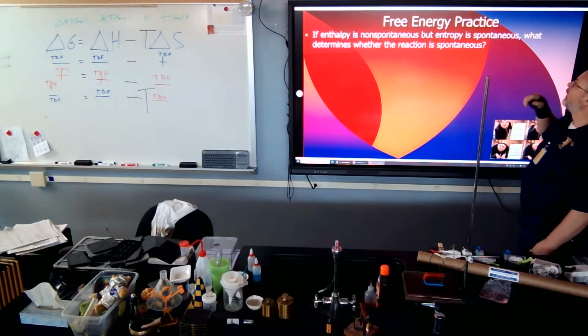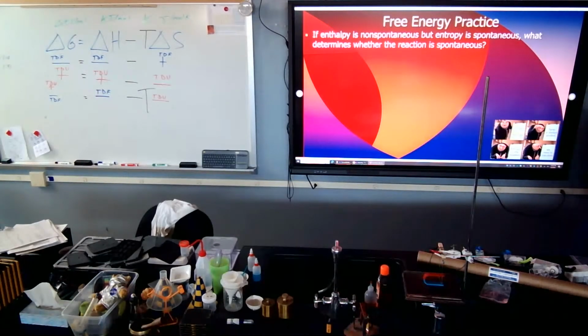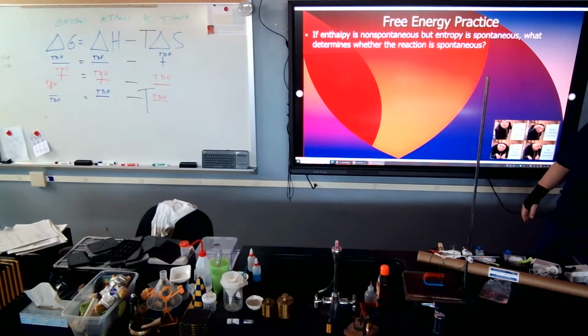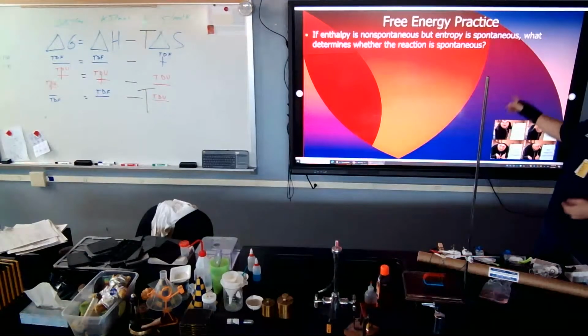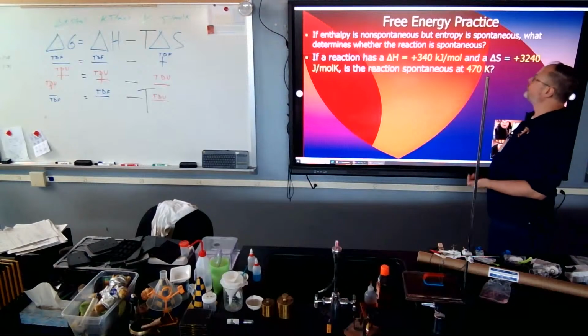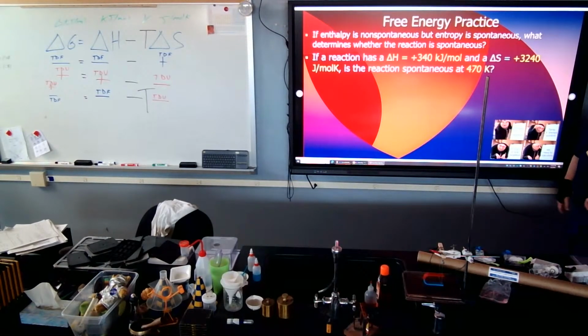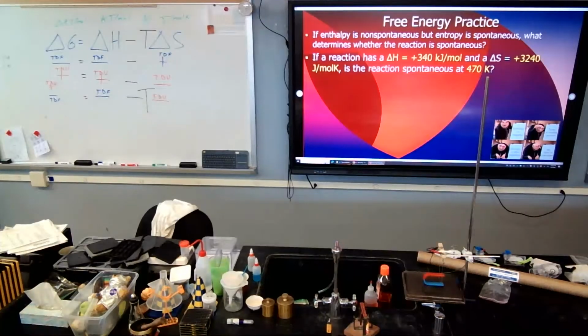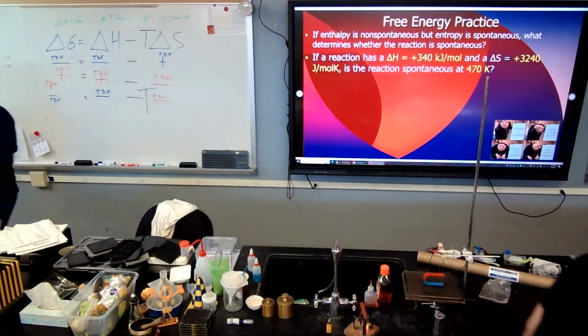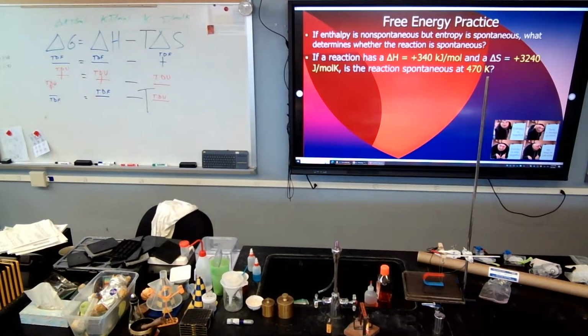Okay, if enthalpy is non-spontaneous, but entropy is spontaneous, what determines whether the reaction is spontaneous? Temperature. So, if a reaction has a delta H of 340 kilojoules per mole and a delta S of 3240 joules per mole Kelvin, is the reaction spontaneous at 470 Kelvin? By the way, the calculators are up there. So, do the work. Once you have an answer, show it to your neighbor and see if your neighbor agrees.